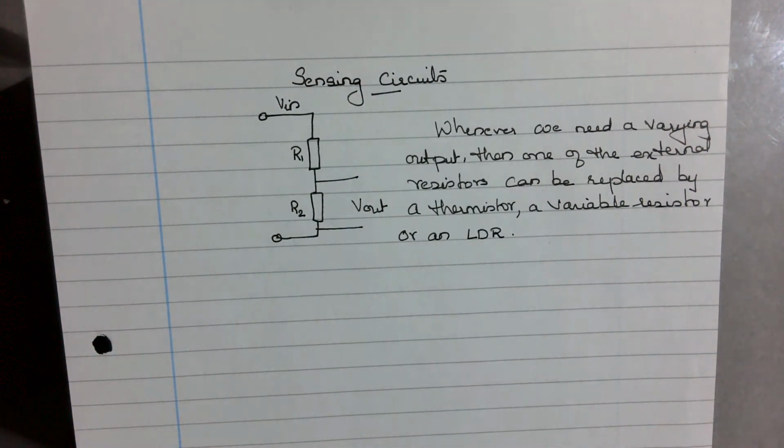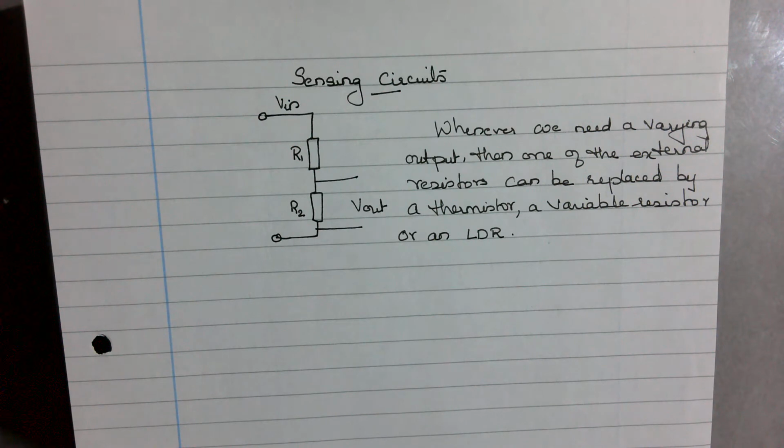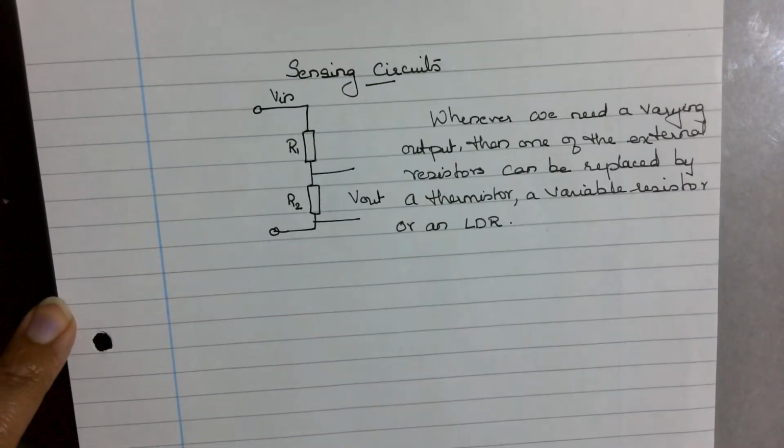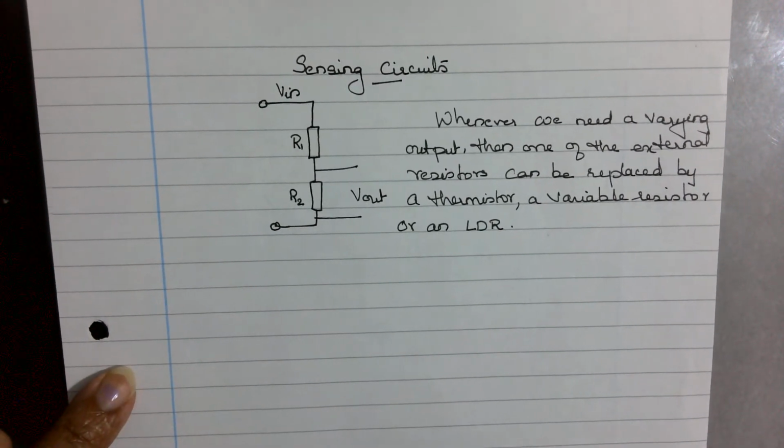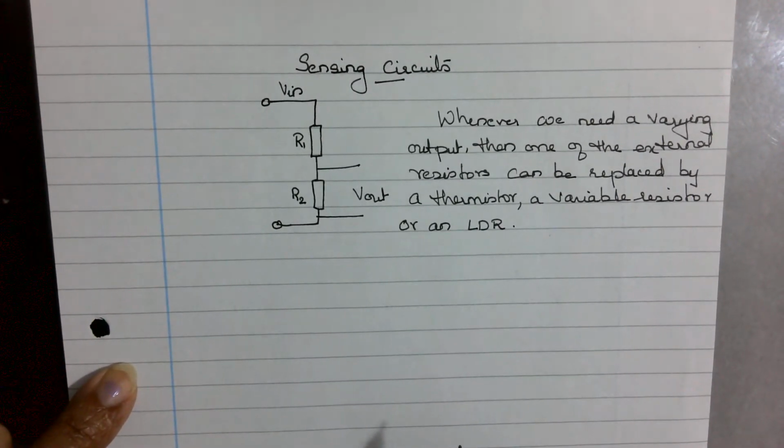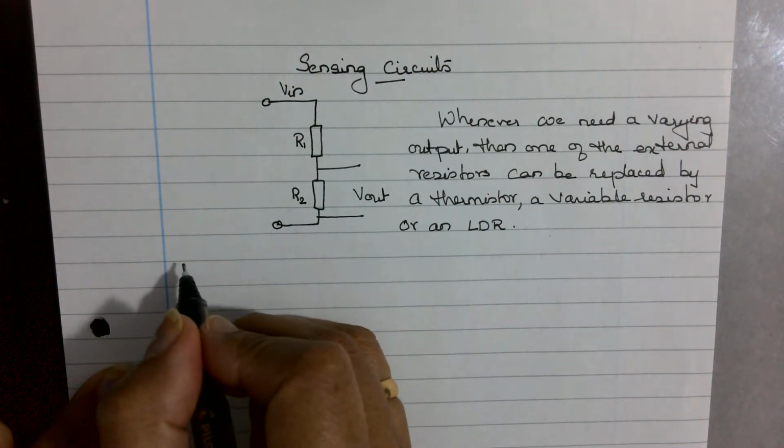Okay, what is the speciality between a thermistor, a variable resistor, or an LDR? All three of them don't have a constant resistance. Depending on which component we are talking about, the resistance keeps changing based on an external parameter. So whenever we want to have a varying output, then one of these resistors can be replaced by a variable resistor or a thermistor or an LDR. So how will it look?